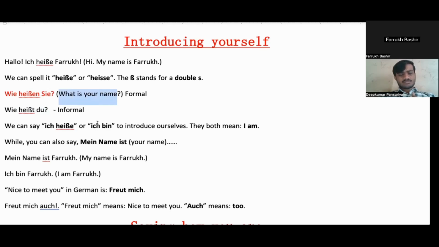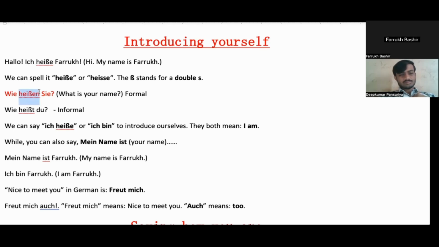So I can reply "Ich heiße Farooq", or I can say "Ich bin Farooq". And the third way is "Mein Name ist Farooq", meaning my name is Farooq. So there are three ways you can reply to this question, "Wie heißen Sie?" You can use the same verb. This is basically used to introduce, and that means to be called.